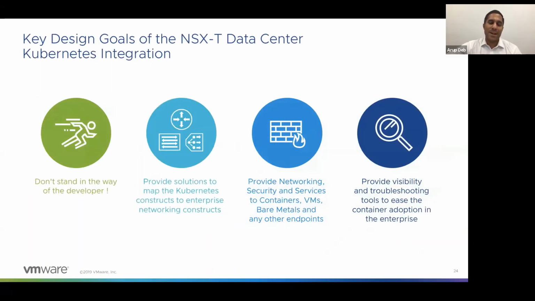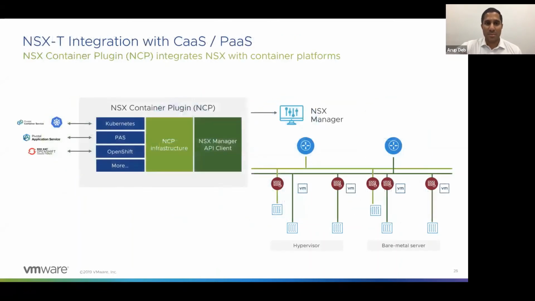So when we think about NSX, what were our key design goals? First of all, we don't want to stand in the way of our developers. We don't want to give them different or difficult ways of doing things. That's a main design concern that we had. The other one is to really map the existing Kubernetes constructs to the way we do normal networking in the enterprise. Third of all is to give the same security platform across containers, VMs, bare metal, and of course visibility, which I've touched on before. And how do we actually do this?